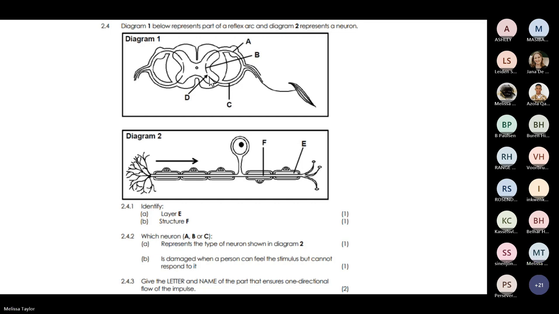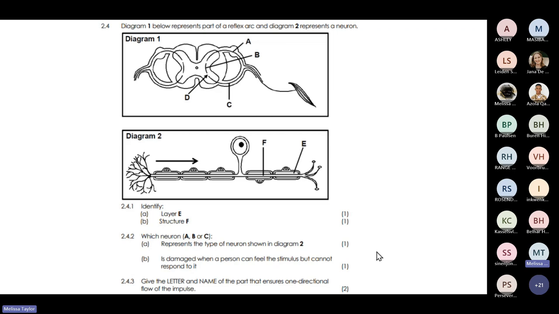If the impulse goes through C, then the person will be able to respond to it because it will get to the effector. But which one is damaged if they can feel it but cannot respond? Then C is damaged. A is working, but the person can't respond to it, so C is damaged.